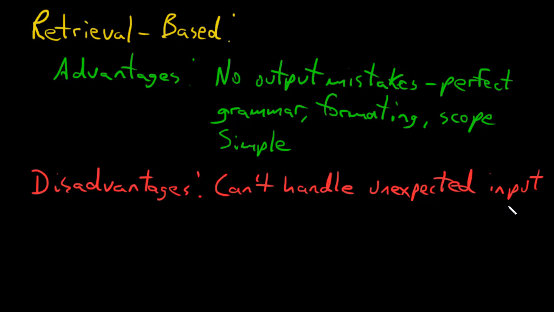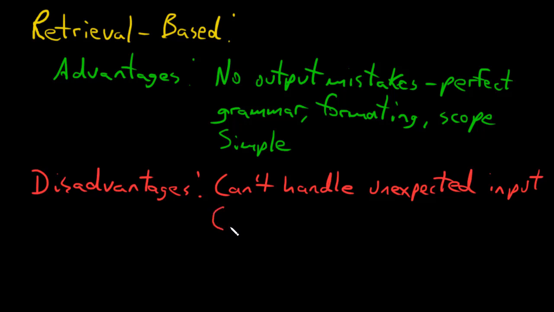If the input is something that hasn't been anticipated, it has no idea what to output, which is why typically you will default to a very neutral statement if it doesn't understand the input, like, I didn't understand that. Can you try rephrasing or something like that? So any kind of unexpected input, it falls apart. It can't handle it.